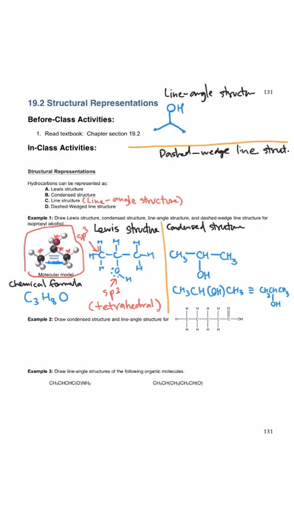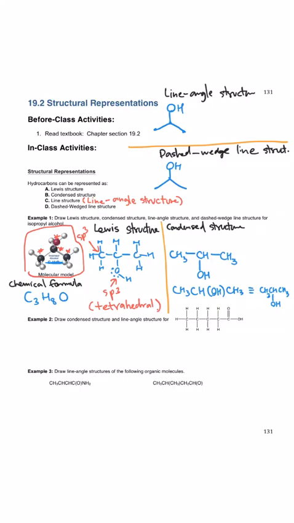Next, we are going to take a look at the dash wedge line structure. The name already implies that you are going to represent this with dash lines and wedge lines. Pretty much the dash line and wedge line represent the 3-dimensional orientation of the groups. The line structure will still be the same, similar to this, except I'm going to rewrite the line angle structure that we wrote previously. So we have this OH. These two are identical, which is identical to this as well.